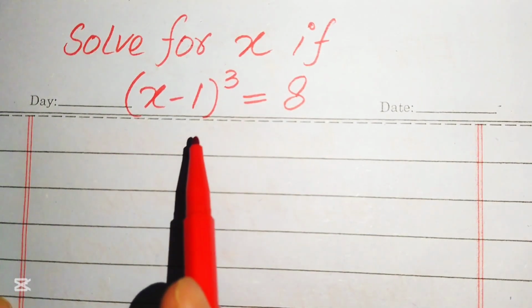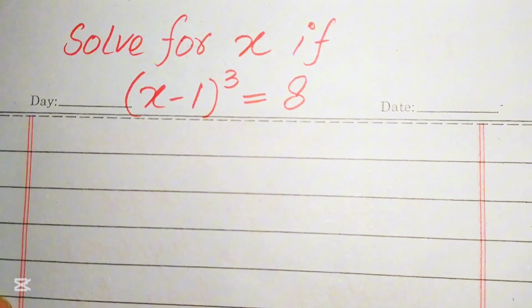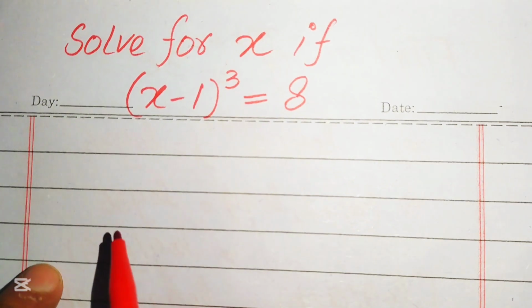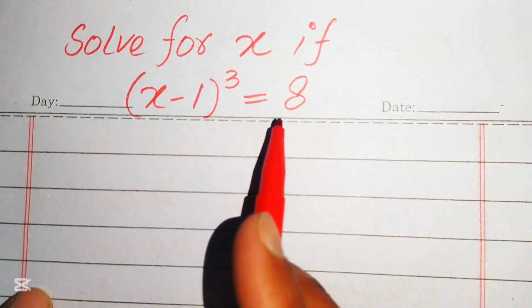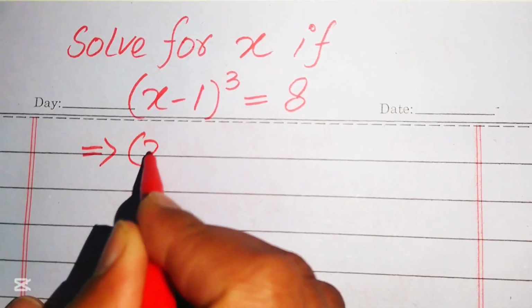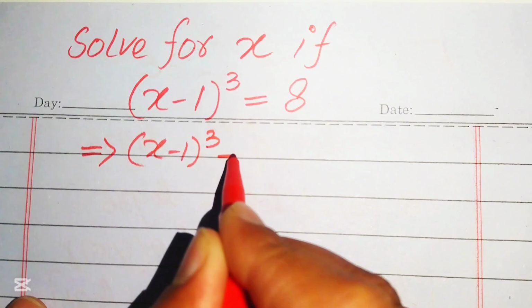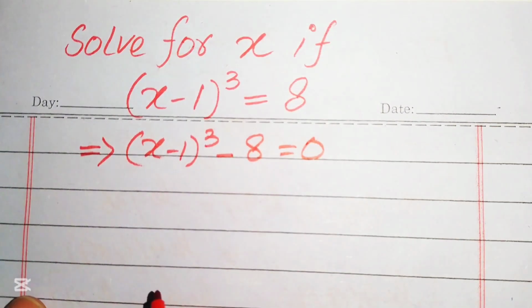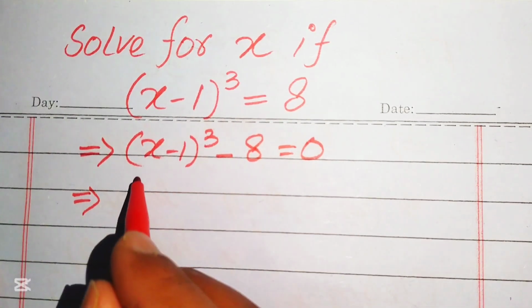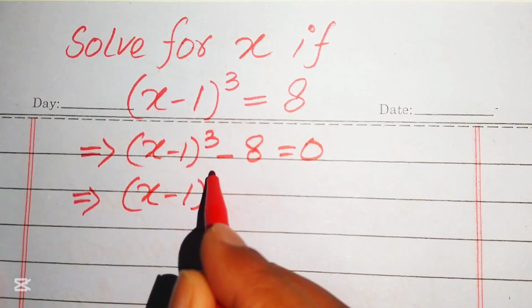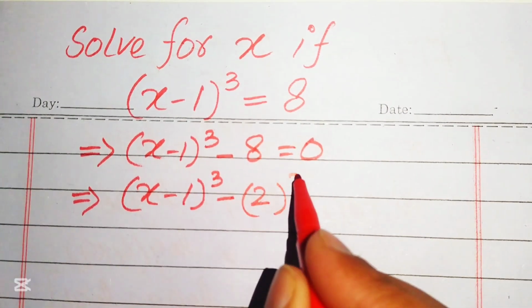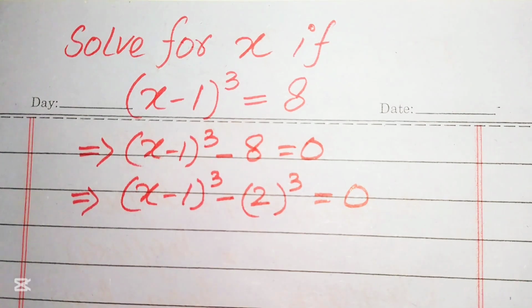So here we have (x minus 1) whole cubed equals 8, and we solve this problem for the values of x. The very first step is to move this 8 to the left hand side, and it will be written as (x minus 1) cubed minus 8 equals 0. Further, we rewrite this equation as (x minus 1) cubed minus 8, and we write 8 as 2 cubed, and this whole equals 0.